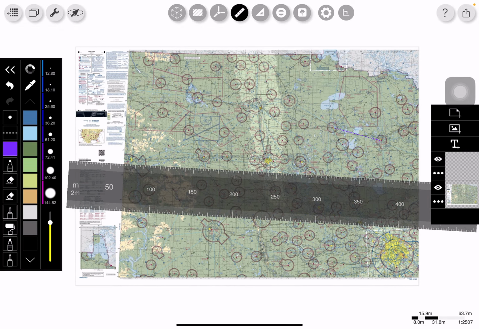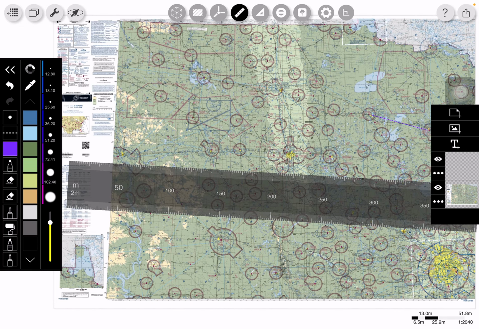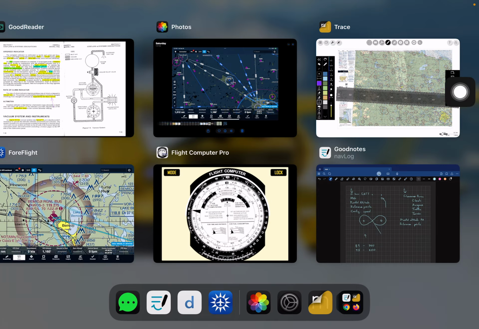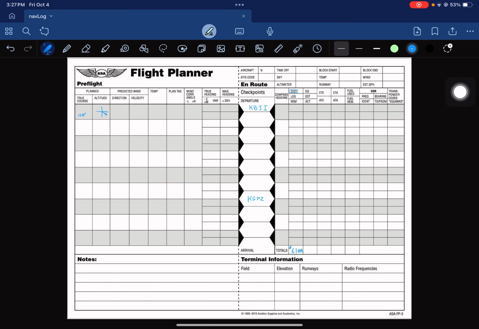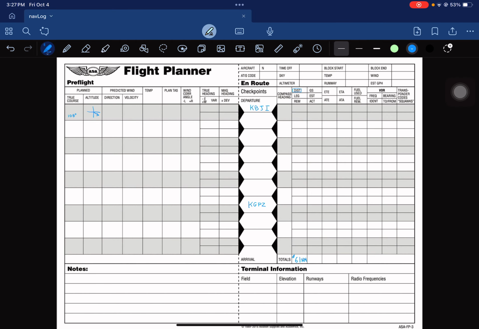I still like it very much because I can almost feel the paper in my hands when I manipulate a sectional chart, and it makes it feel very realistic. Another app that I use for filling out the flight planner form is called Good Notes. It also feels pretty realistic.